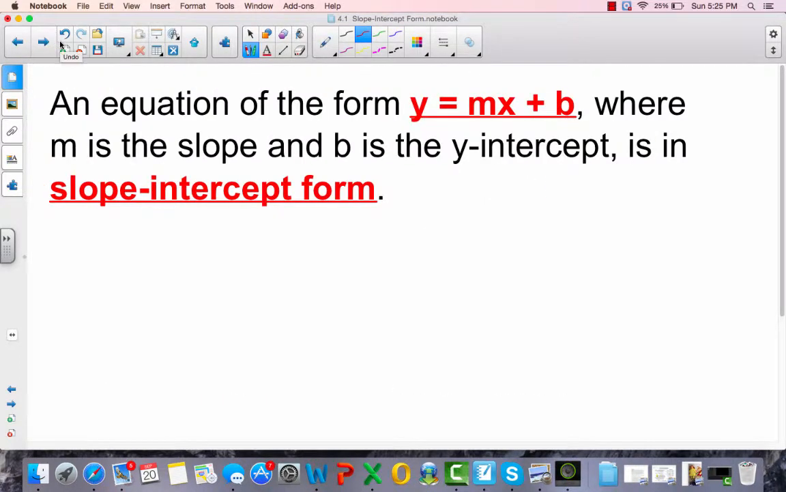An equation of the form y equals mx plus b, where m is the slope, we just got through studying that, and b is the y-intercept, just introduced that. It's in slope-intercept form. There are 3 different forms of a line that you'll study. The first one is this slope-intercept form, where you go y equals mx plus b, where m is the slope and b is the y-intercept.